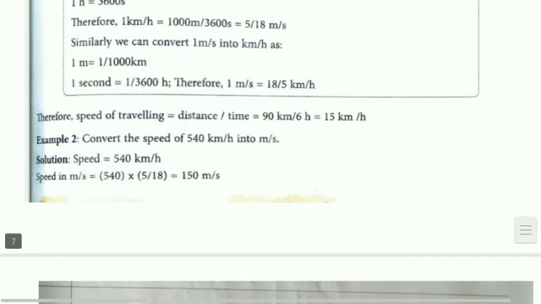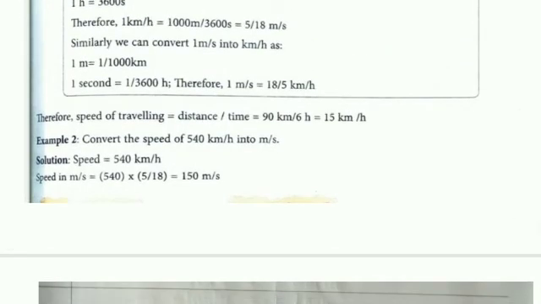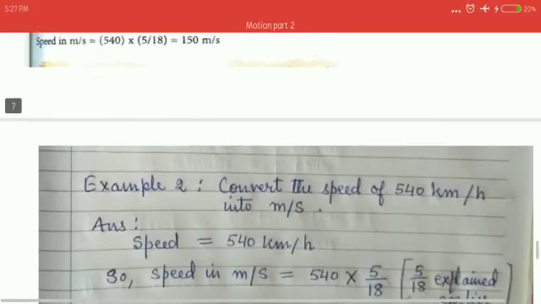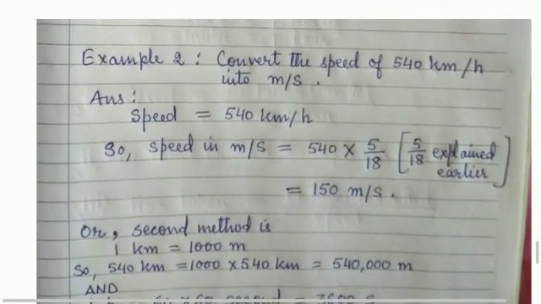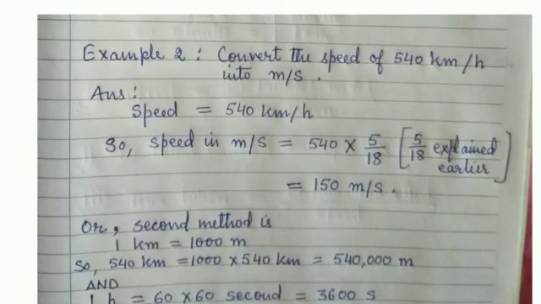Now come to the second example. Convert the speed of 540 kilometer per hour into meter per second. Here comes the above formula. Solution: speed is given, you have to only change the unit. I have done it by this method. Speed is equal to 540 kilometer per hour.